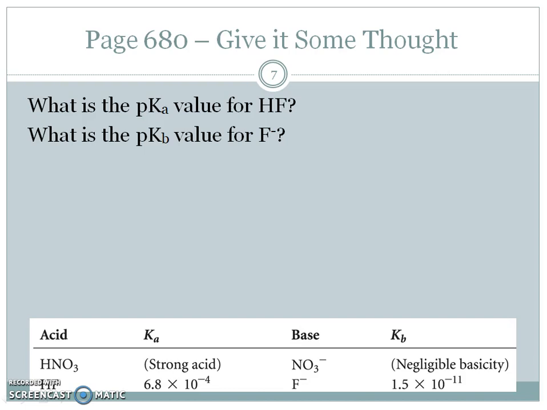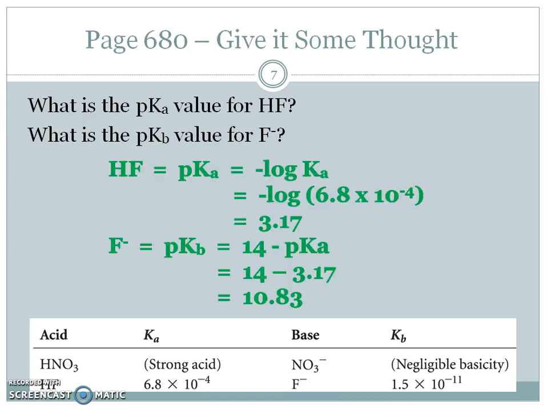So pause the video, give this some thought. Can you calculate the value of pKa for our HF, which is down here? This is our Ka value, and our pKb for the F minus, which again the value is down here. So pause the video, see if you can take the negative log of those to make sure that we're understanding how to do that. And you should have gotten 3.17 and 10.83. So this should make sense. Our HF is acidic, so it should be less than 7, which it is. And our F minus is basic, so it's going to be greater than 7.